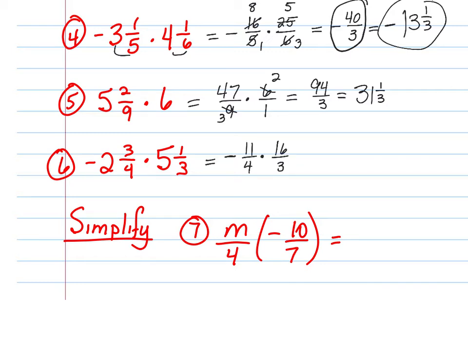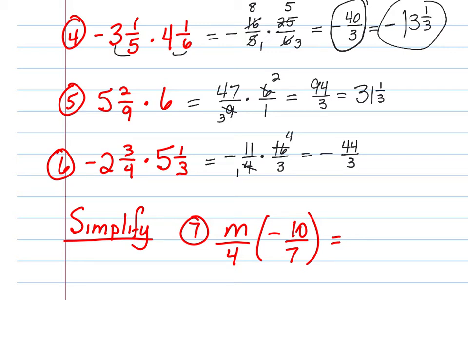Number 6. Okay, we make them both improper. We have -11 over 4 times 16 over 3. You know a negative times a positive is a negative. And I see a 4 goes into both of those, right? So when you multiply straight across, you get -44 over 3.